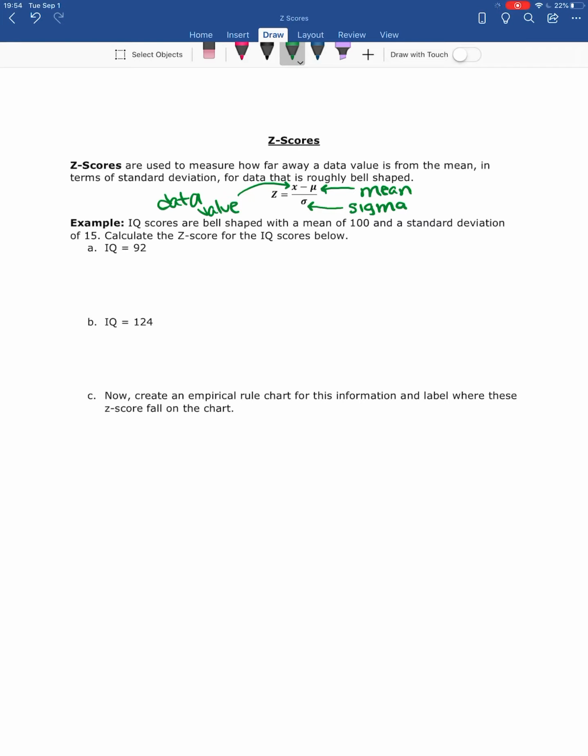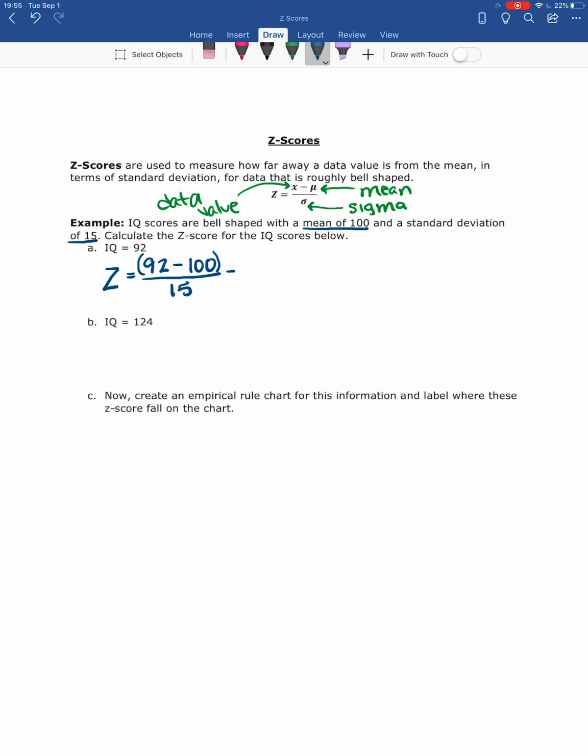So let's go ahead and just do a couple of z-score calculations. IQ scores are bell-shaped with a mean of 100 and a standard deviation of 15. Calculate the z-scores for the IQ scores below. So if you have an IQ of 92, how many standard deviations away from the mean are you? So we have a mean of 100, we have a standard deviation of 15. So I'm going to calculate the z-score for an individual with an IQ of 92. So the data value of my individual is 92, minus my mean of 100, divided by my standard deviation of 15.